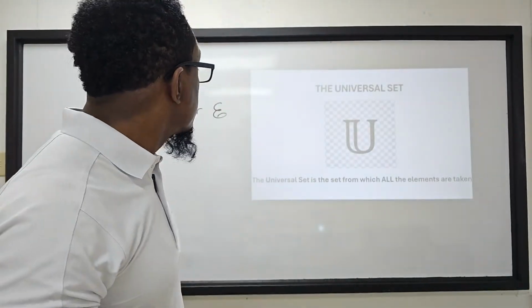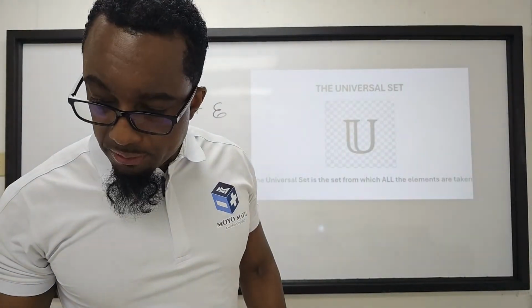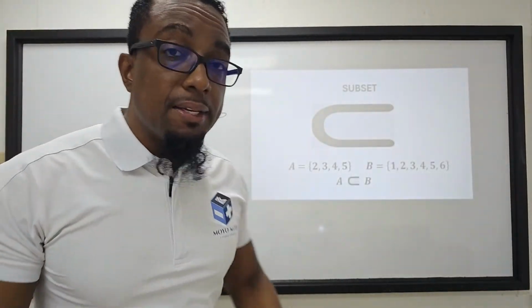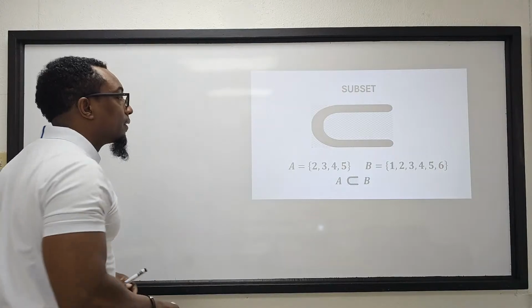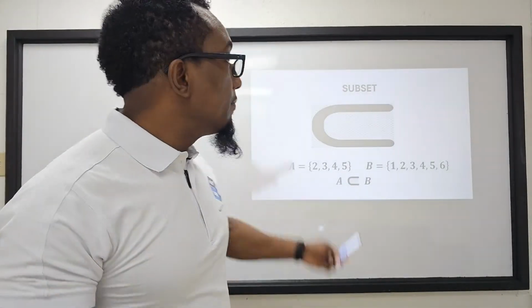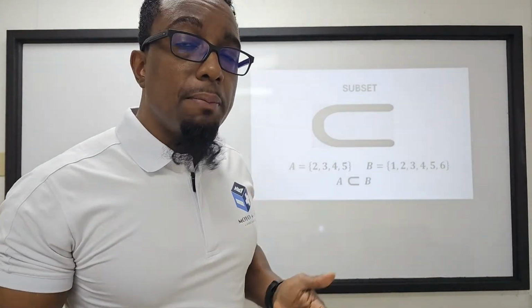So we have our universal set. We have as well subsets. We need to understand subset. So that is a symbol for subset. And what is a subset?